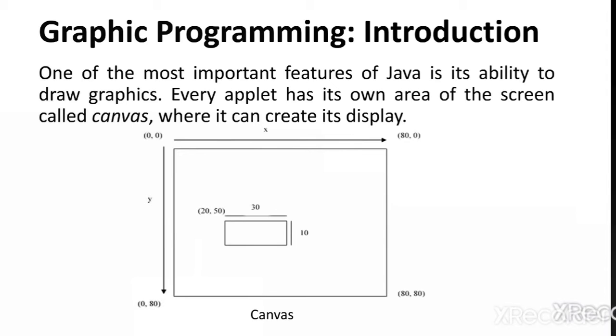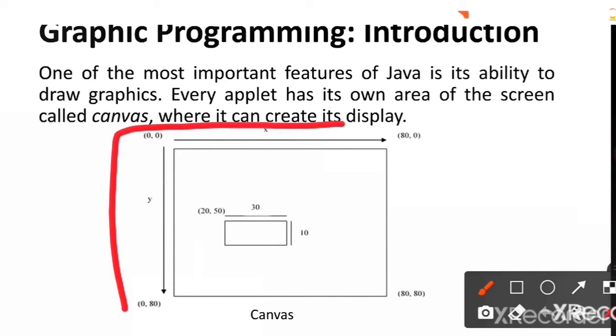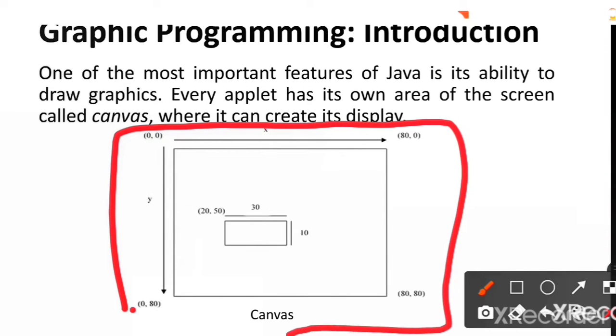Every applet has its own area of the screen. We call it a canvas. The output window of an applet program, we call it a canvas. So here is the figure below which illustrates the output window of an applet program, that we call a canvas.